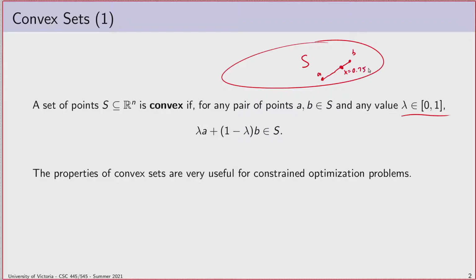And the set S is convex if, for any value of lambda between 0 and 1, any point that lies on the line segment between A and B is in the set as well. In other words, the set is convex if, when I choose any 2 arbitrary points that are in the set, the entire line segment between them is also in the set. This is valuable for a lot of reasons.